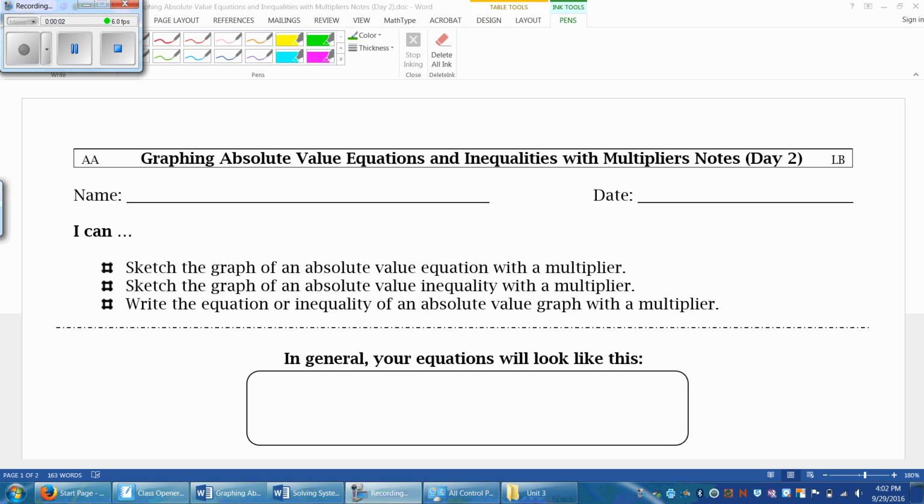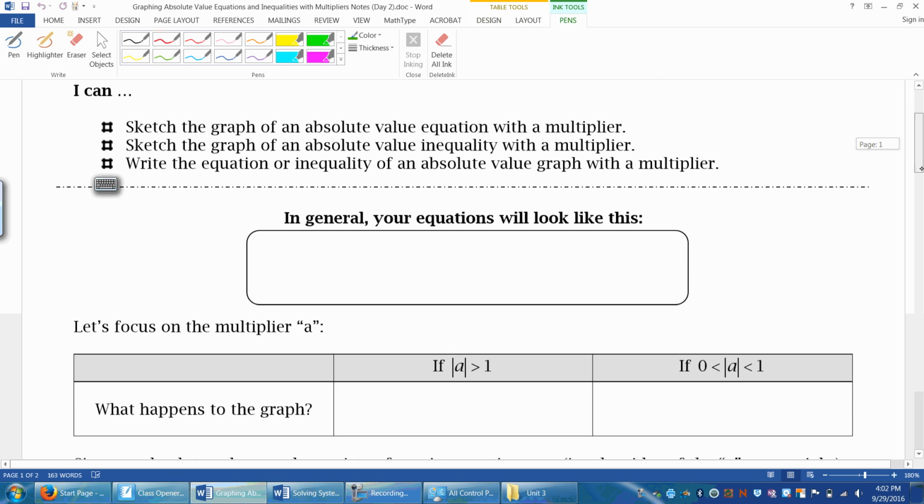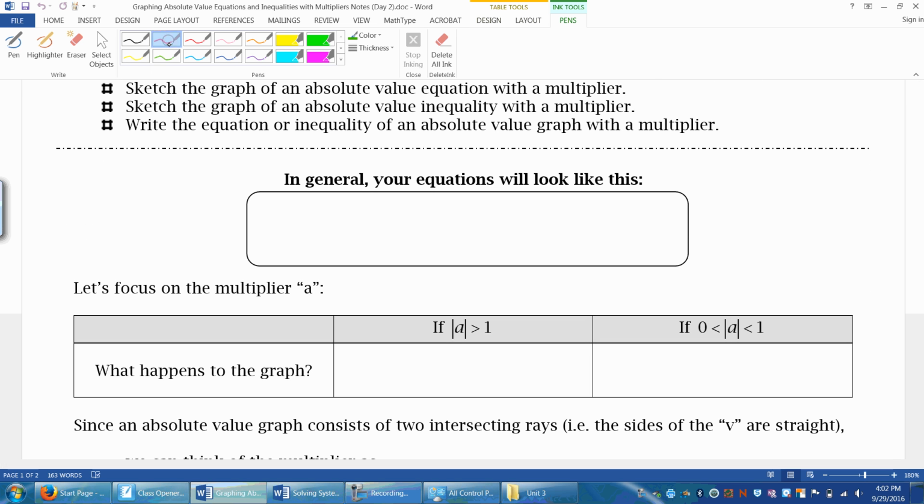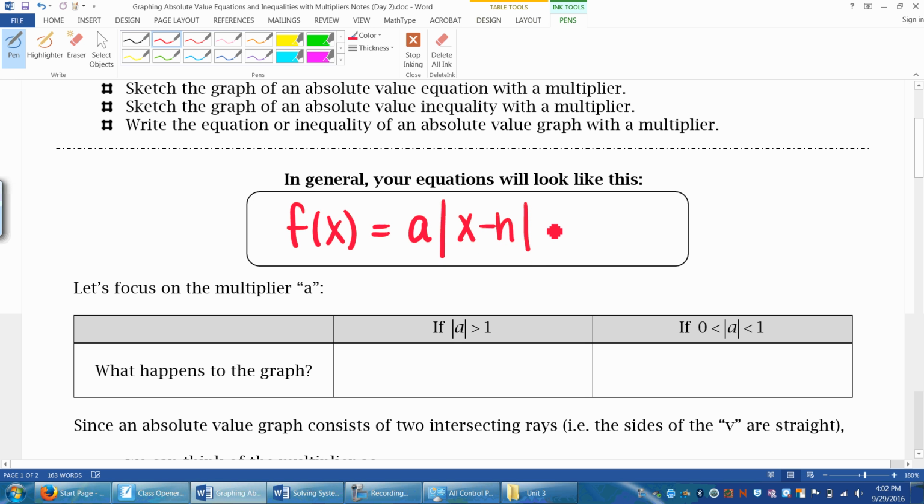Today's notes are about graphing absolute value equations and inequalities with multipliers. And very similar to yesterday, we're going to look at the general form of an absolute value equation. That's f of x equals a times the absolute value of x minus h plus k. And yesterday we talked about how h is the horizontal shift and k is the vertical shift.